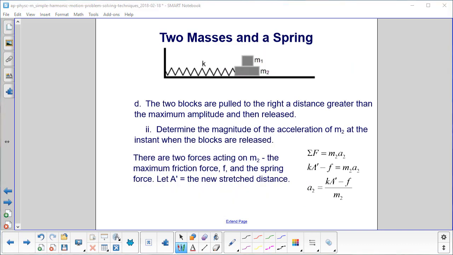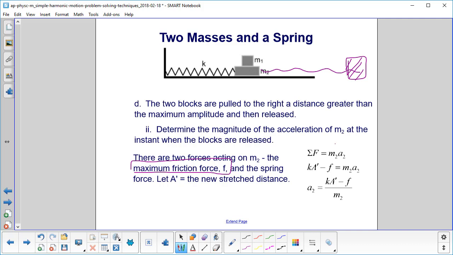Determine the magnitude of the acceleration of M2 at the instant when the blocks are released when you pull them out further than the amplitude where they'll stay together. Well, you have two forces acting on M2. You have the maximum friction force, which stays constant, that can't get any bigger, and the spring force, which of course can get as big as however far you pull it out.